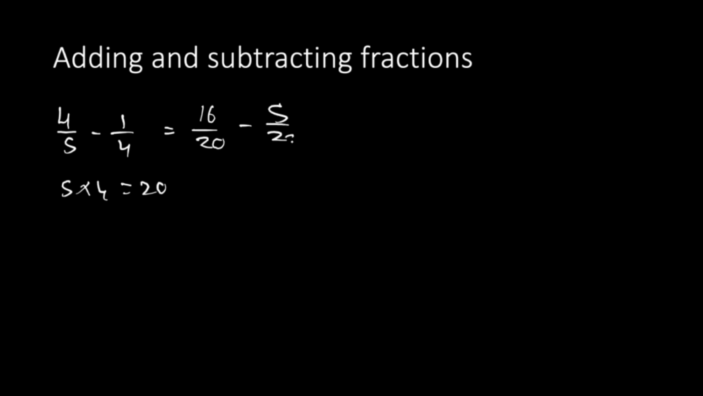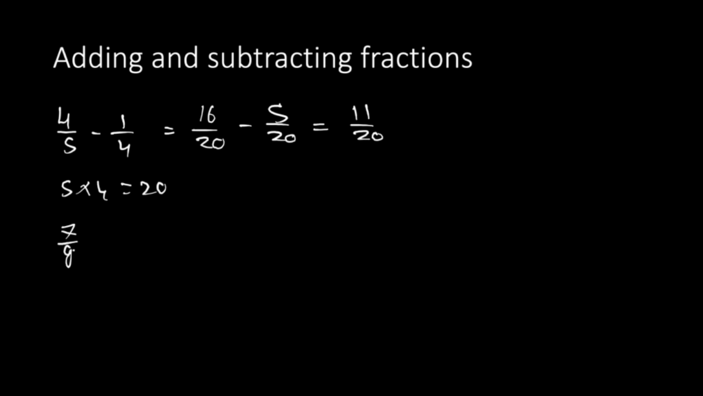Subtraction is pretty much the same thing. So 4 over 5 minus 1 over 4. Find the common denominator. 5 times 4 equals 20. So then you convert these fractions into a common denominator. So 16 over 20 minus 5 over 20, which would give you 11 over 20.